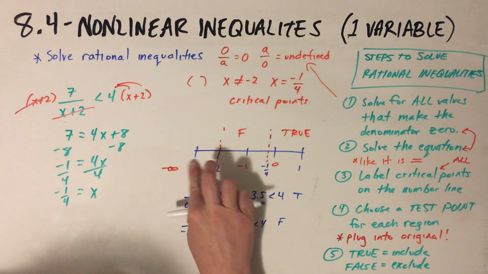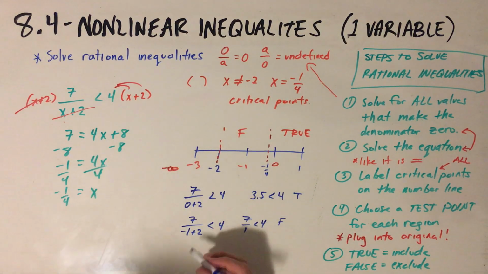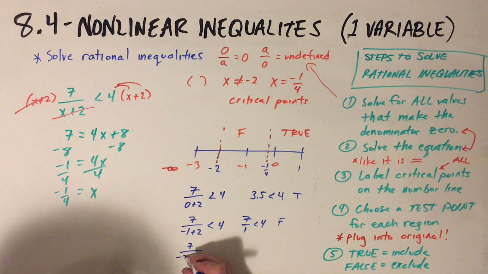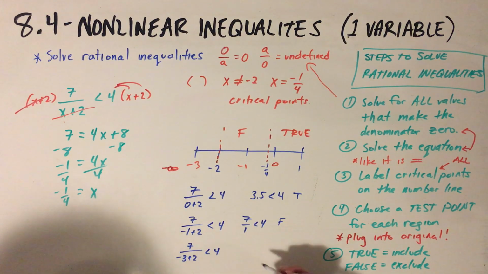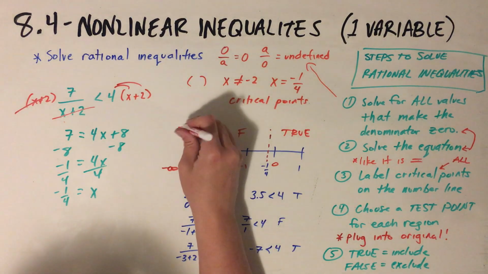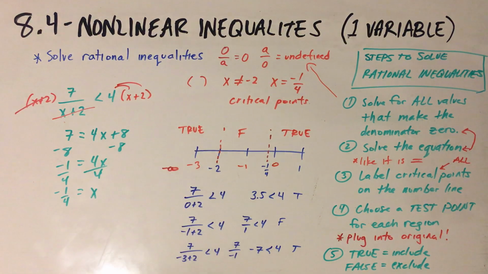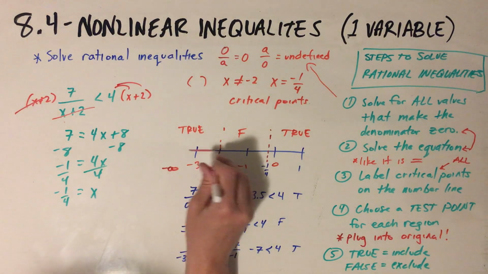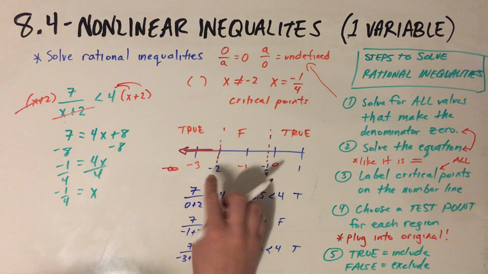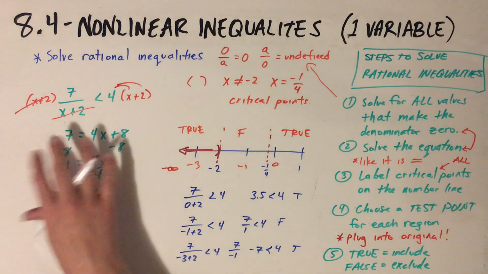Now I'm going to plug in this test point of negative 3. I'm writing the test points in red so we can see what we're plugging in. 7 over negative 3 plus 2 is less than 4. Well, that's 7 over negative 1, which is just negative 7. So negative 7 is less than 4. Well, that is also true. So what does this solution look like? I'm going to include everything graphically from negative infinity to negative 2, but it's not going to include negative 2. Again, we can't have negative 2 as a solution or the denominator would be 0.